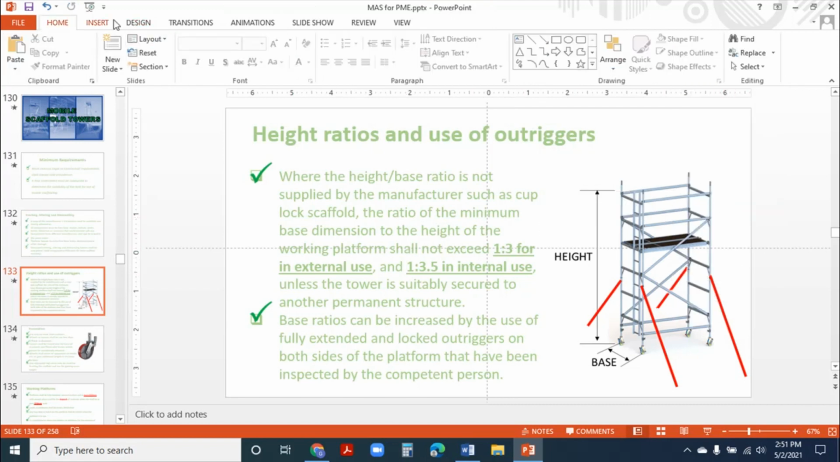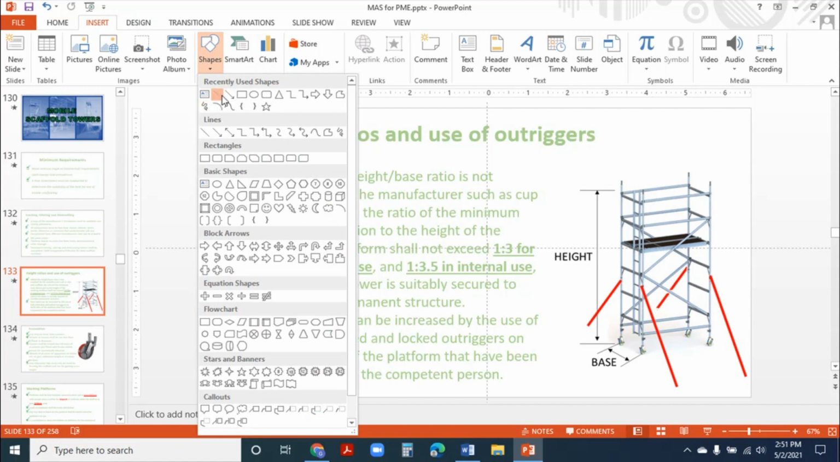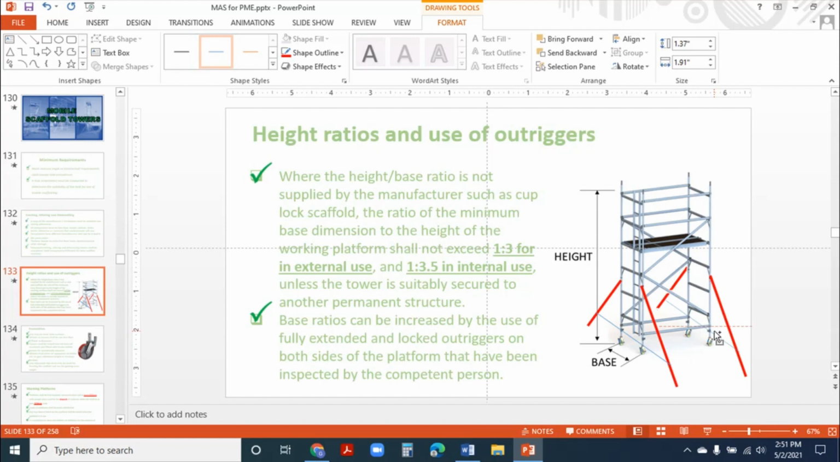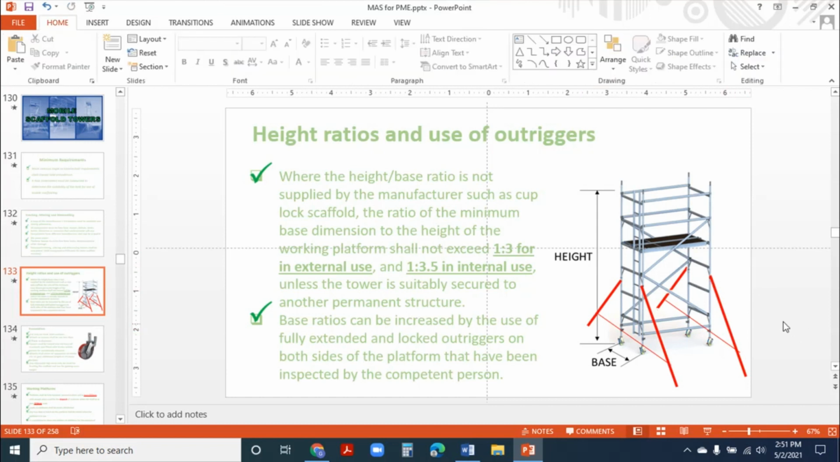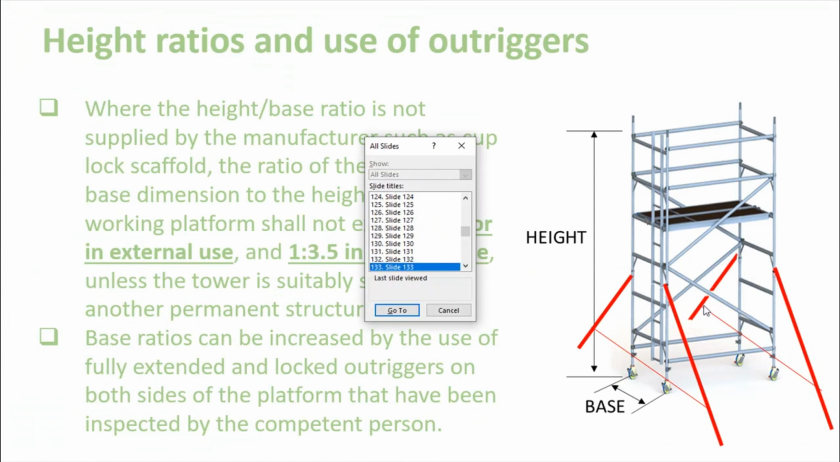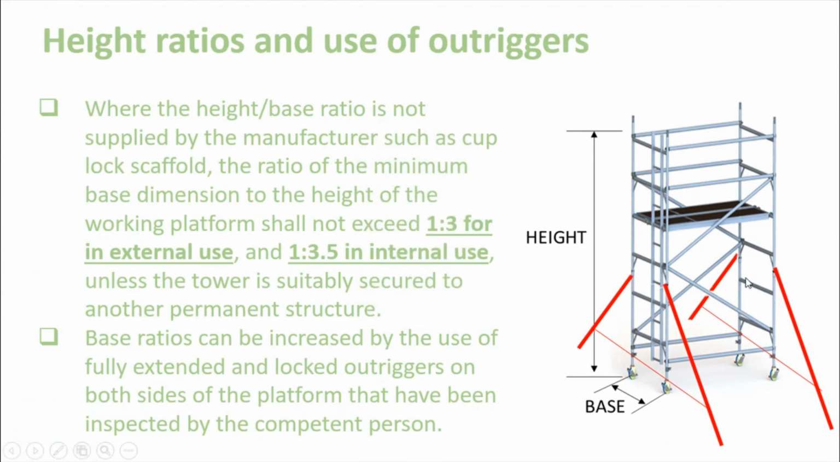So on this motor, you are increasing the base ratio of the said scaffold. Okay, so that is the outrigger example sketch. So on this motor, because you provided outrigger, you increase the base dimension of the mobile scaffold.